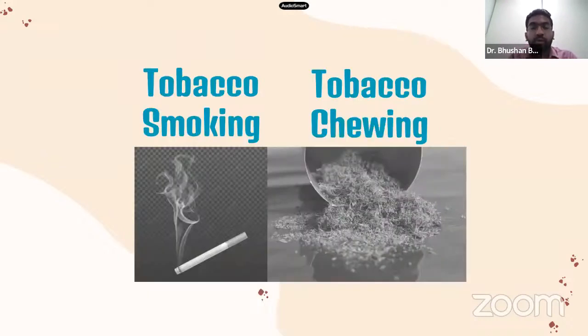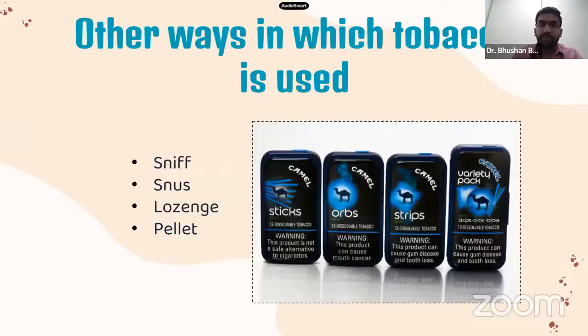In India, tobacco smoking is not so common. Tobacco chewing is much more common than that. So we are going to talk about both smoking and chewing. These are the two types in which tobacco is consumed in India. But apart from this, in other countries, in Europe or the US, tobacco can be used in these ways also.